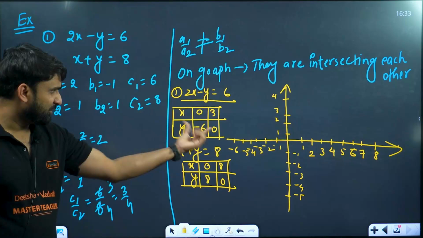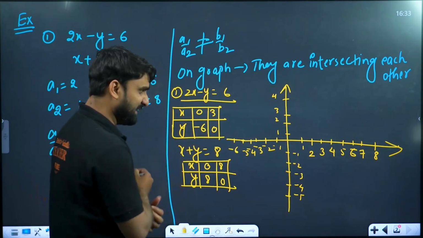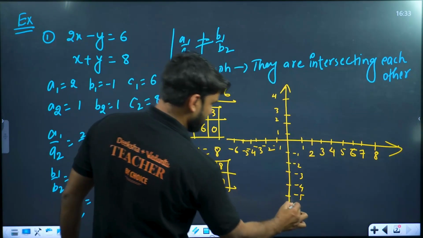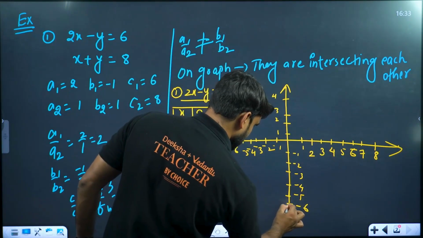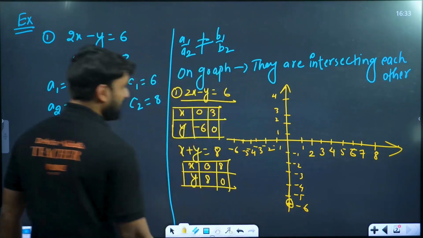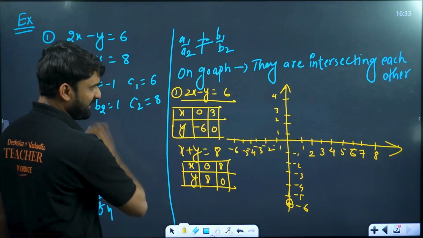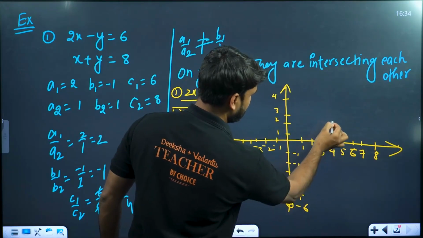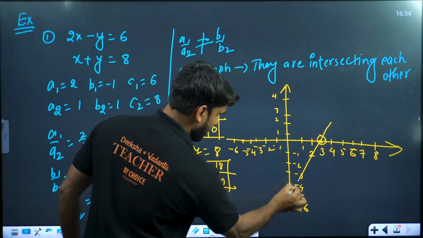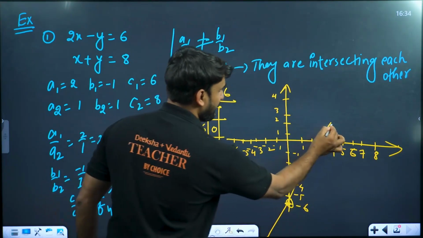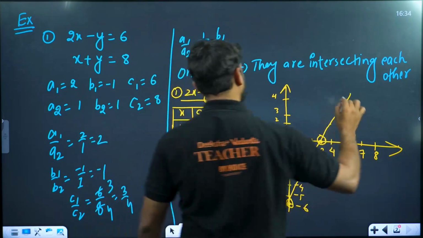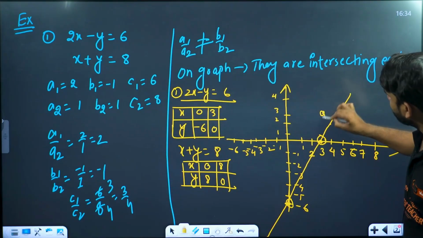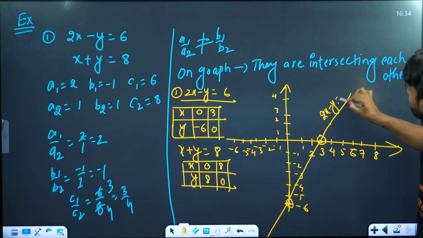So when x is 0, y is minus 6. So y will be minus 6 here. So this is the first coordinate. Second, when x is 3, y is 0. So this is the coordinate. Now if we join both the points, oh wow, we are getting a straight line, right? We can mention here, this straight line is of 2x minus y is equal to 6.